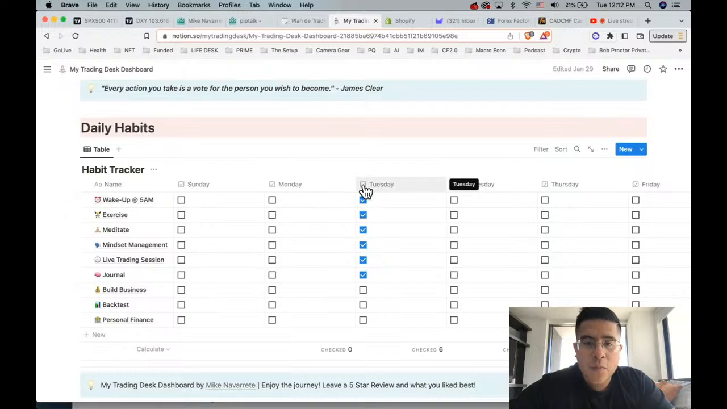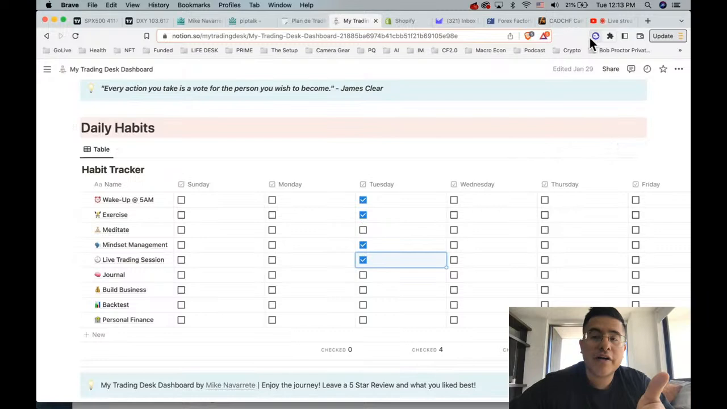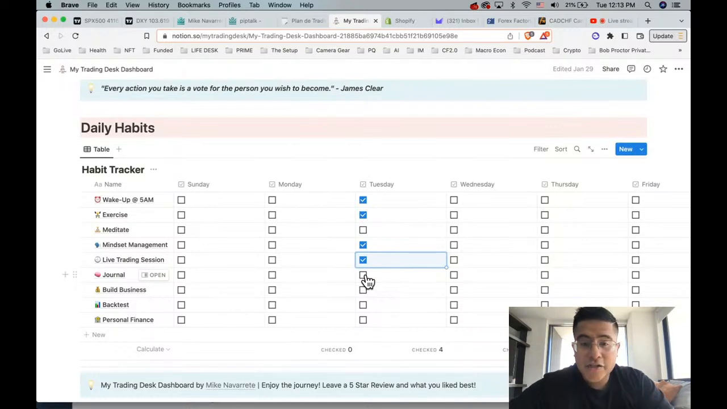And so what I like is this is something that you can reset every single week. So for example, today we were up relatively early, worked out before we traded, didn't get a meditation in, but did get this mindset management into play. Live trading session is basically over in 17 minutes. We do have some news, but that's okay. Journaling, not done journaling yet either. So I wouldn't necessarily check this box.